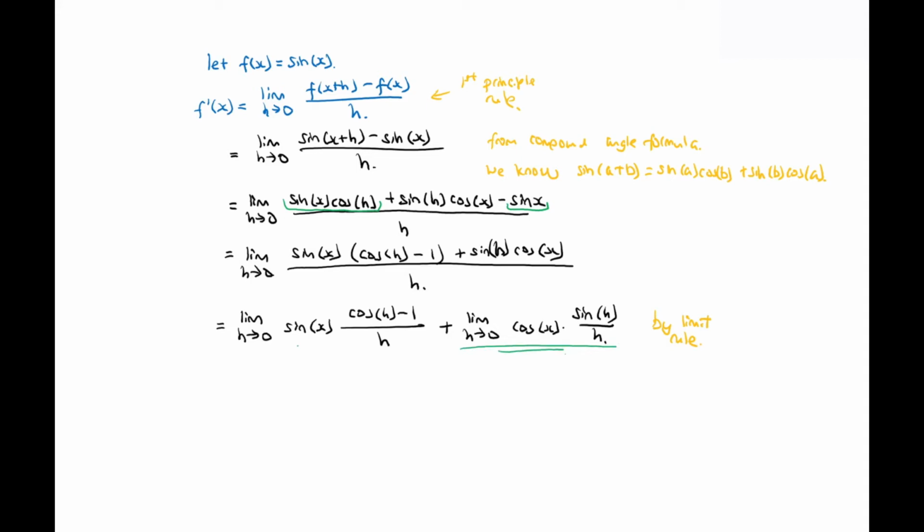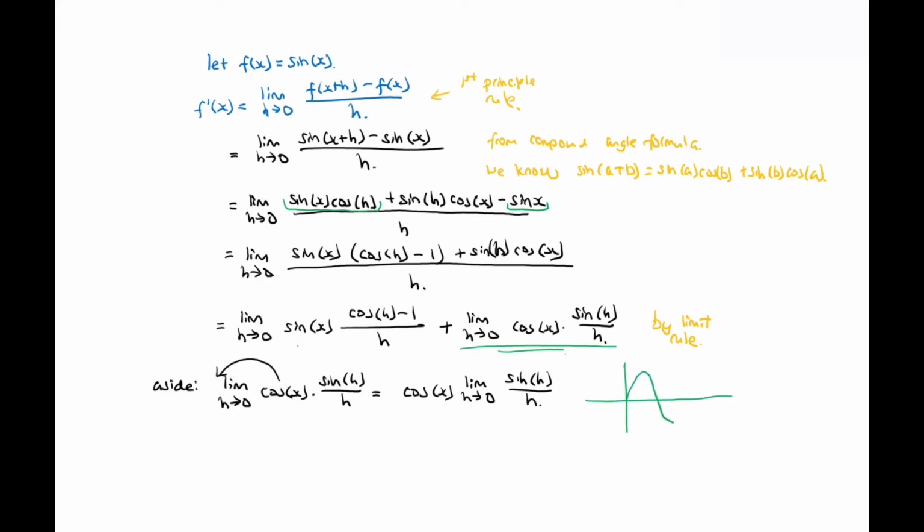Alright, so let's start with this part, this limit. Aside: the limit as h approaches 0 of cos x sine h divided by h. So let's focus on this one first. Now, obviously the cos x can be brought out the front because it doesn't contain the variable h. So we then have the limit as h approaches 0 of sine h divided by h.